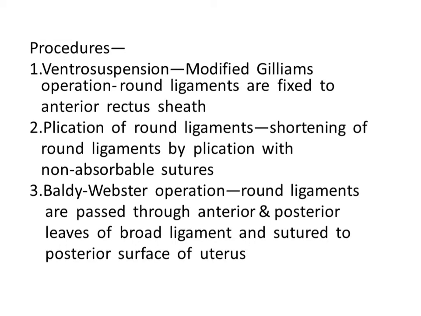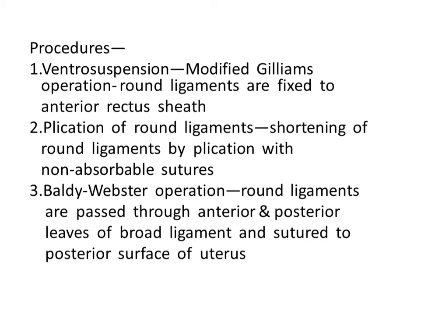Then another procedure is the plication of round ligaments. That is, the round ligaments which are long, which have become stretched out, you shorten them. How? By plicating them. That is, just take a simple suture through the round ligament, like tacking. I don't know how many of you know stitching, but in school we used to be taught this tacking. You take a thread and just put a straight stitch. And when you pull it, it becomes like a frill, isn't it?